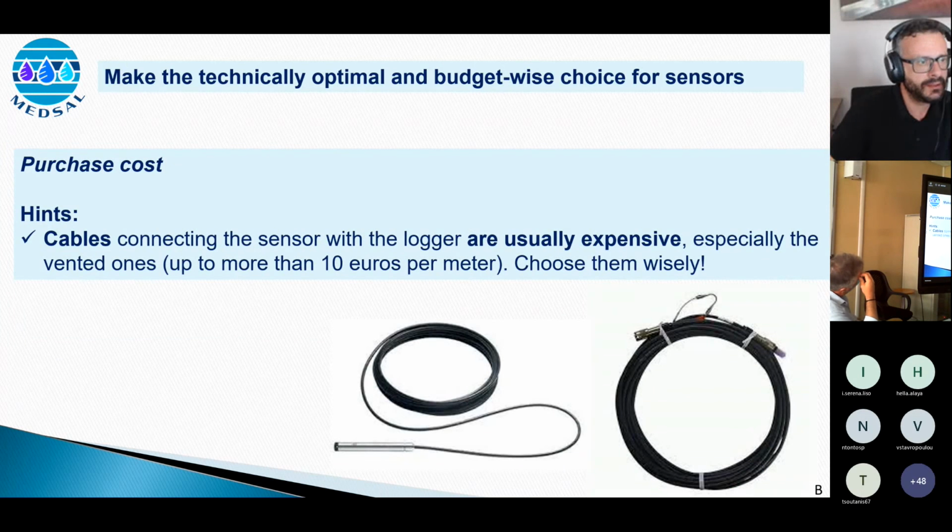Cables, a big issue. Cables connecting the sensor with the logger are very expensive sometimes, especially the vented ones, which can cost more than 10 euros per meter. So don't spend your money by ordering a cable without having a clear view of how long it should be. You should choose the cables very wisely.